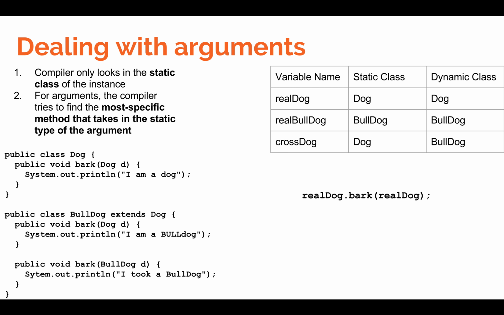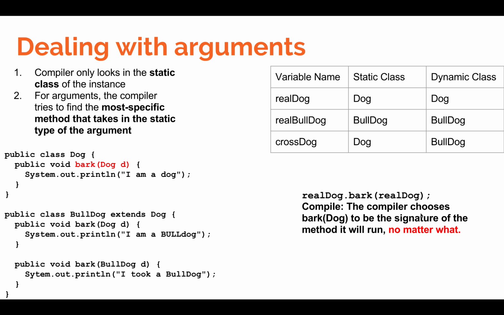What happens if I call real dog dot bark real dog? Become the compiler for me and tell me what's going to happen. What is the compiler going to do? First thing the compiler is going to do is look at the static class of real dog. It's dog. Does the dog class have a bark method that can take in something of type dog? Sure, it has this method, right? So the compiler chooses bark dog to be the signature of the method it will run no matter what.